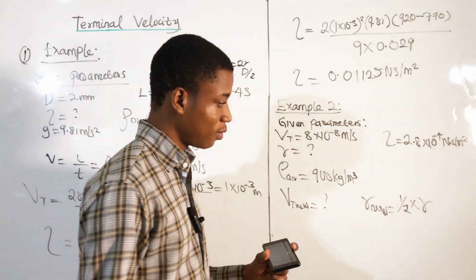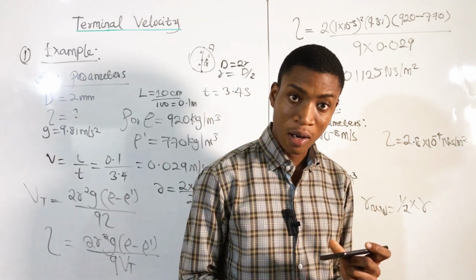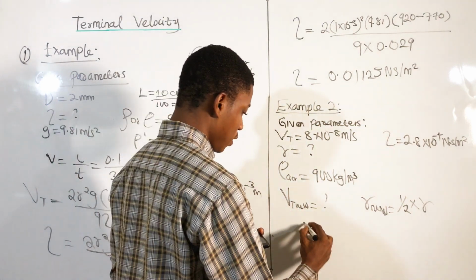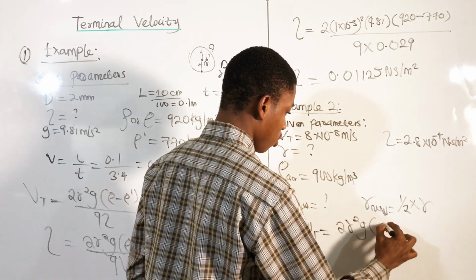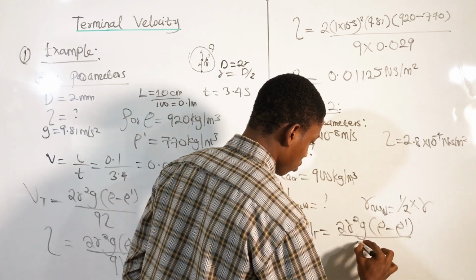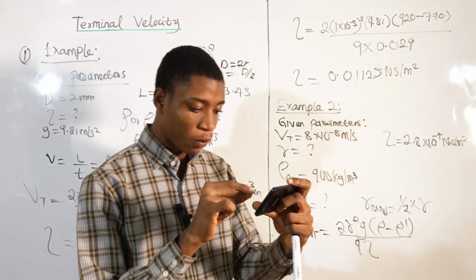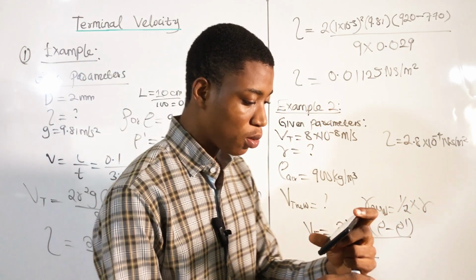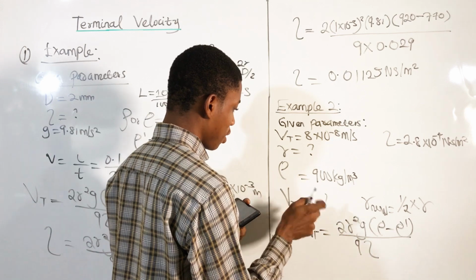Now, how do we kick off the calculation of this sample problem? You must know the formula for terminal velocity. The formula for terminal velocity is Vt equals 2 r square g (rho minus rho prime) over 9 times the coefficient of viscosity. But take note, look at the critical part of this question: neglect the density of air. Take note, this rho is the density of the object, not air. This is the density of the object.